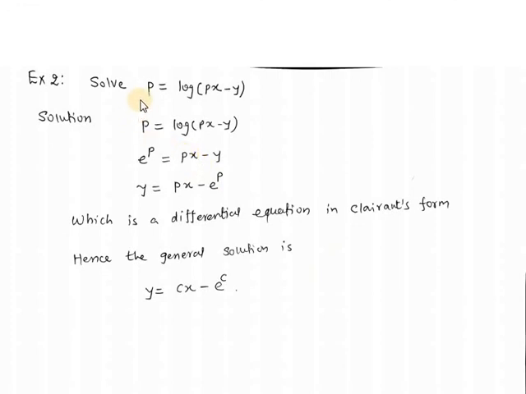Now let us discuss the second example. Solve p is equal to log of px minus y. So here this can be written as e raised to p is equal to px minus y. Therefore y is equal to px minus e raised to p, which is a differential equation in Clairaut's form. Hence the general solution is y is equal to cx minus e raised to c, because we have to replace p by c.